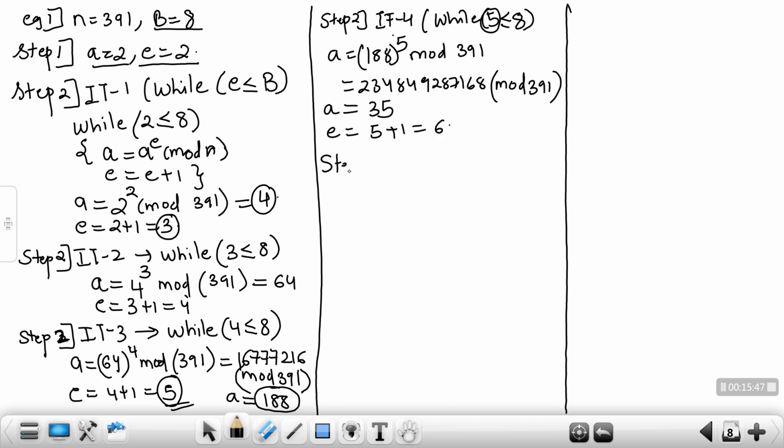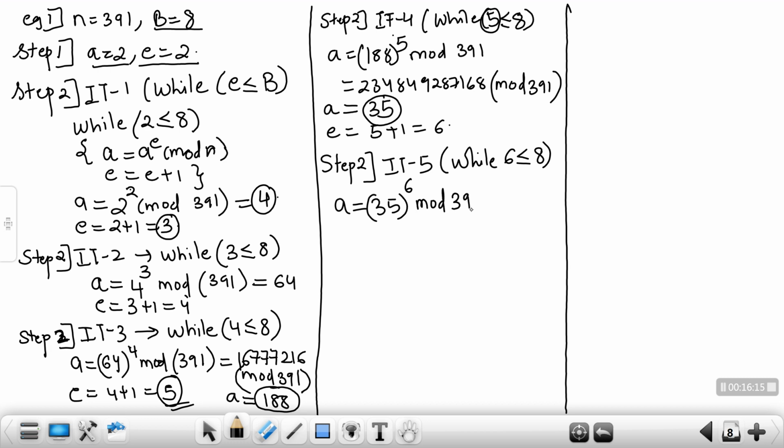Again I am doing step number 2 because my while loop has not finished as of now. So this will be my iteration 5. While E is less than or equal to 8, now my new value of E is 6. I am calculating A again. A will be equal to A raised to E. What is my new value of A? My new value of A is nothing but 35. 35 raised to 6, E is nothing but 6. 35 raised to 6 mod of 391.